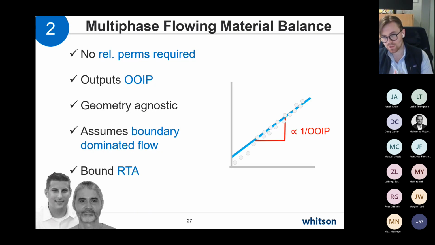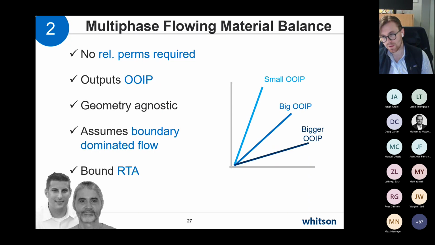The diagnostic plot is super simple. It's just some points on a screen or on a graph, and you're trying to fit a straight line through the data, and the inverse of that slope is your pore volume. So this is a small OIP, big OIP, and even bigger OIP.